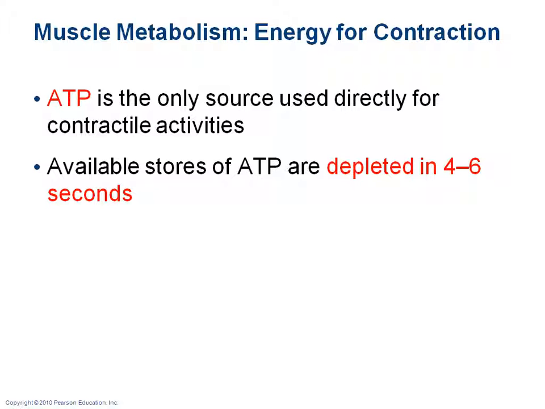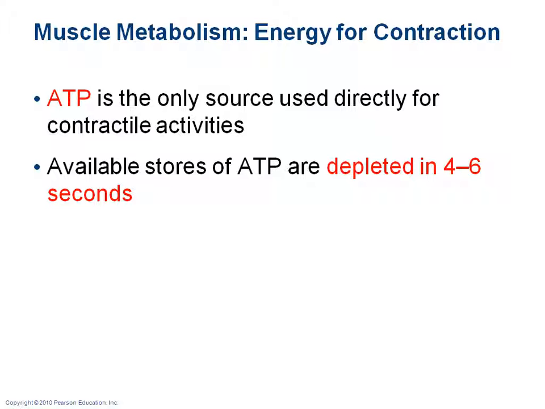First here I have just two little bullets saying ATP is the only source used directly for contractile activities. You must have ATP. Hopefully by now we know why. We've looked at muscle contraction. We know that to cock the myosin head you have to have ATP. To release the myosin head you have to have ATP. In order to enter into relaxation you have to be able to pump the calcium back into the terminal cisterna. You need ATP for that.